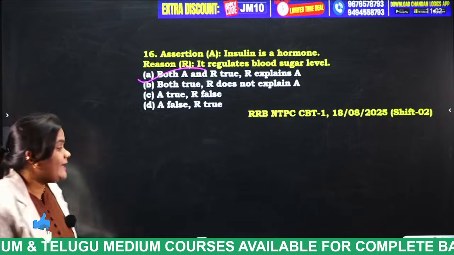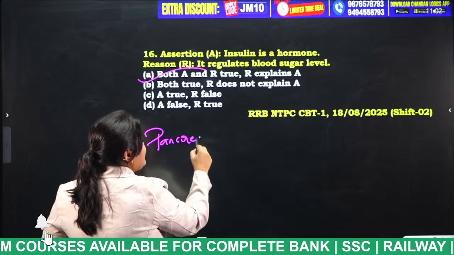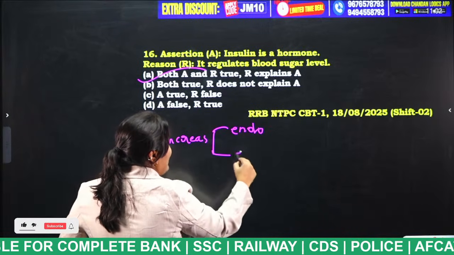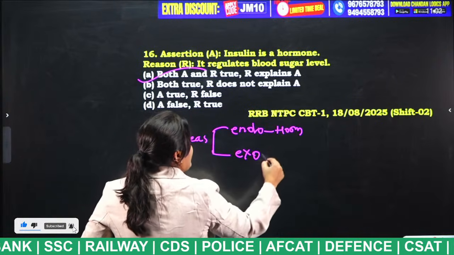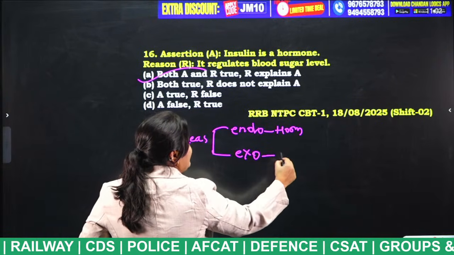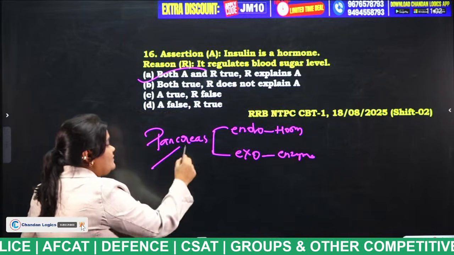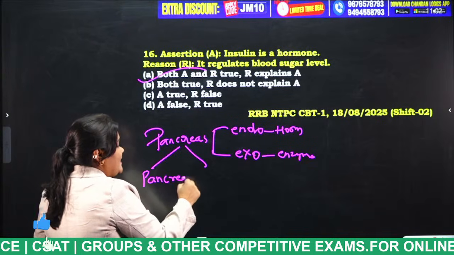Insulin is secreted by the pancreas. It acts as a dual gland, that means it acts as an endocrine gland as well as an exocrine gland. Endocrine glands secrete hormones. Exocrine glands secrete enzymes and sweat. The pancreas will secrete pancreatic juice.